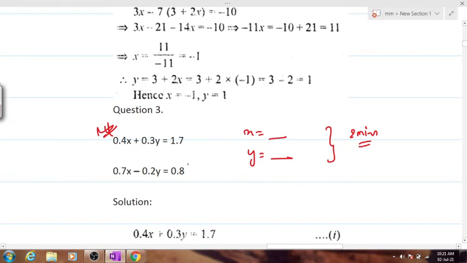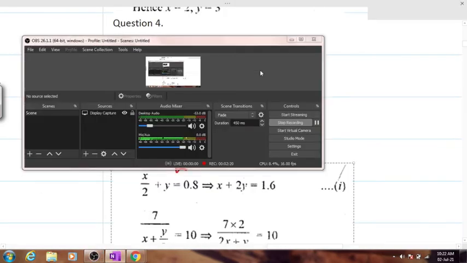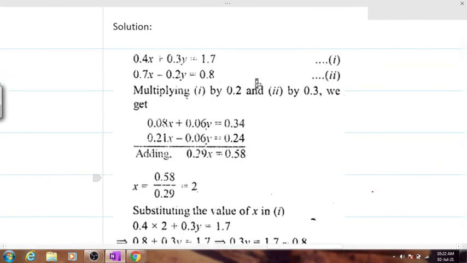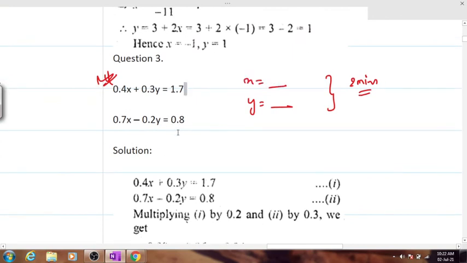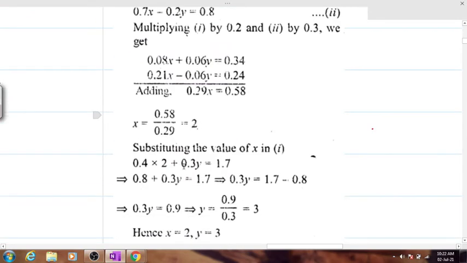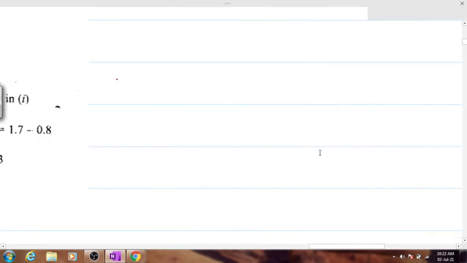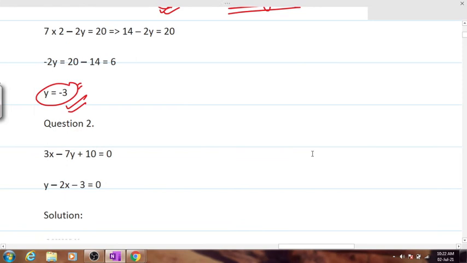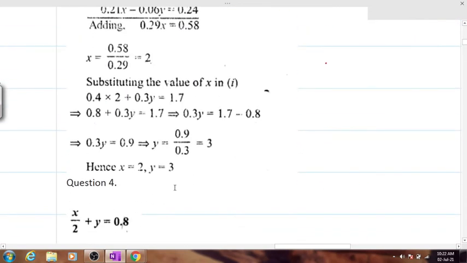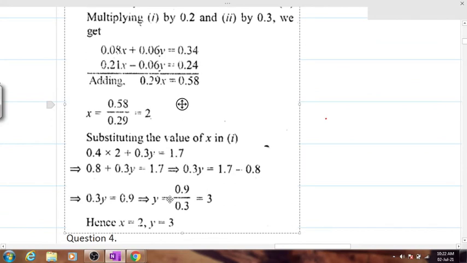So let's verify. So over here we directly multiply this with, just a moment. Okay, yes. Can everybody see the screen properly? We'll just multiply this with 2 and this with 3. Clear? After solving it, we'll get x is equals to 2 and y is equals to 3. Clear everyone? X will be equals to 2 and y will be equals to 3.